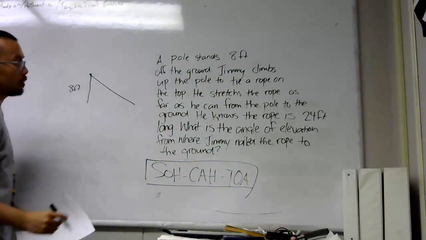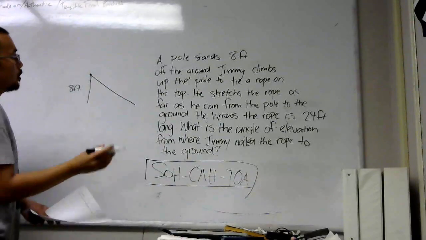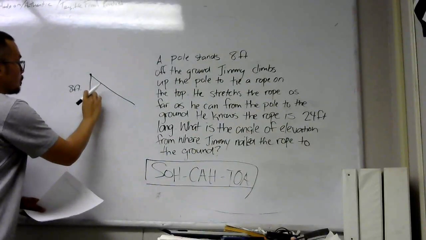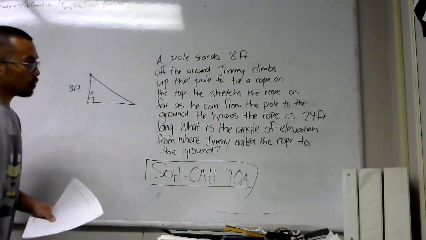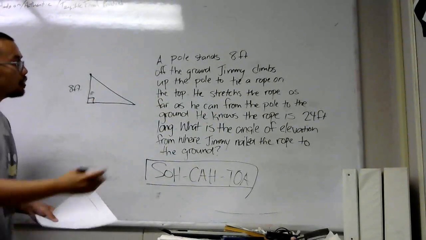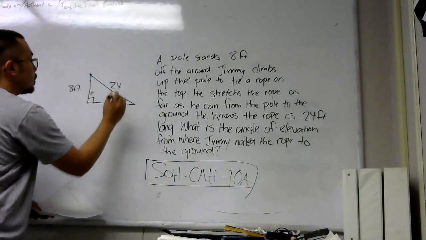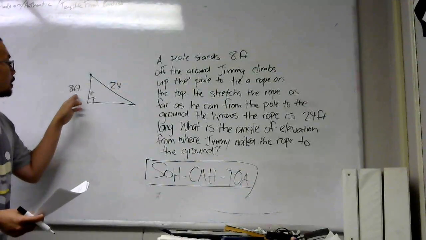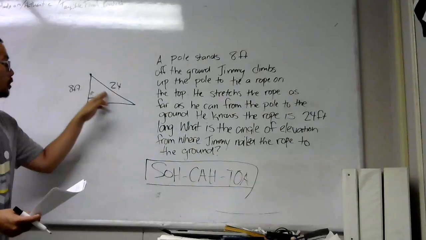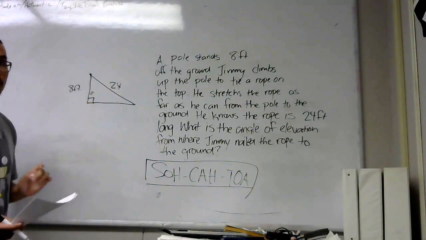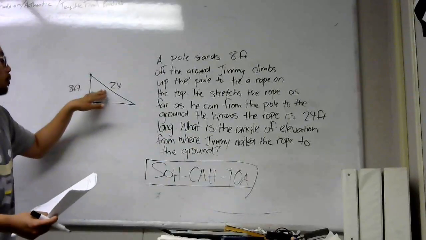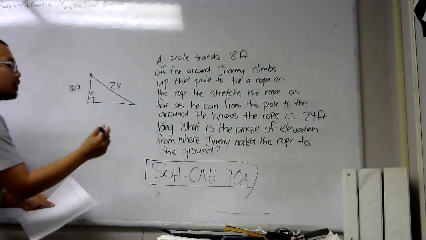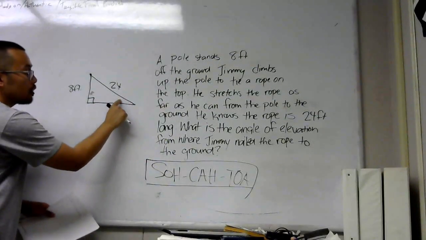Right there. We know that from the pole to the ground, the angle is 90 degrees. It's a right triangle, in case you didn't know. He knows that the rope is 24 feet long. So right off the bat, we know that we have 8 feet is the pole, and then the string right here is 24, and we know that it's going to be a right triangle. So we can tell right now that 24 is equal to the hypotenuse. And it's asking, what's the angle of elevation from where Jimmy nailed the rope to the ground?